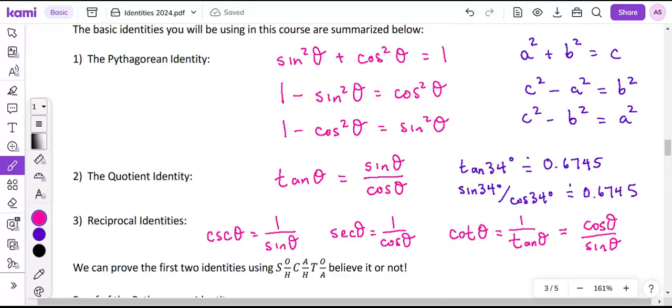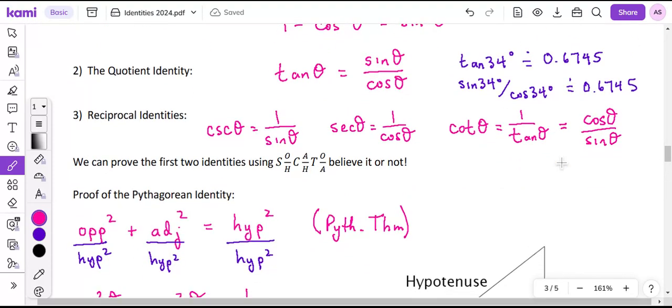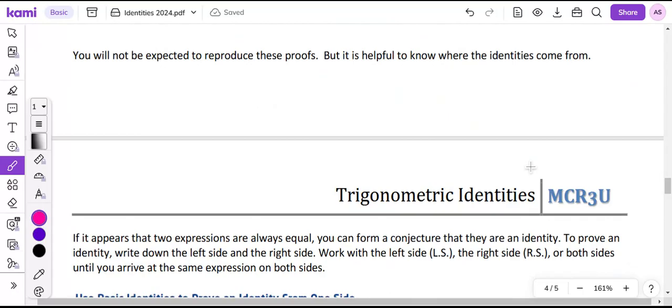But what we're going to do next, and what the expectation for you guys in this course is, you guys are expected to know these 3 basic ones and use these basic ones to prove some slightly more complicated identities. So that's what we're going to move to next. Here we go. Hold on to your butts.